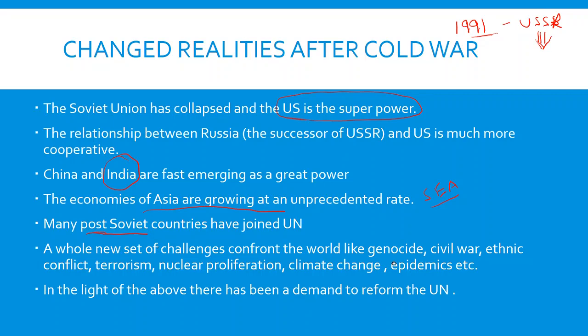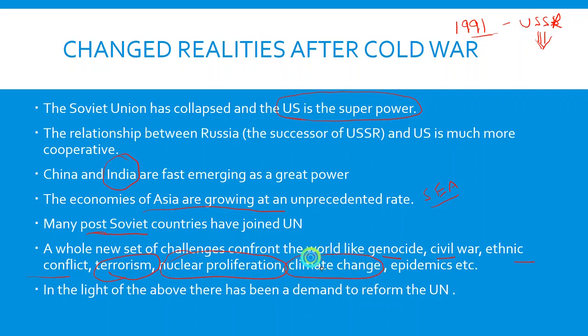A few among them are genocide, civil war, ethnic conflict. Almost all the countries are facing this. Terrorism, the most serious problem at present, and nuclear proliferation. More and more countries are acquiring nuclear capability right now, and they are going nuclear. To name a few, Pakistan, India, Iran have already acquired nuclear power. When the United Nations was formed, only five powers were nuclear powers. Now, many countries have acquired that nuclear capability.